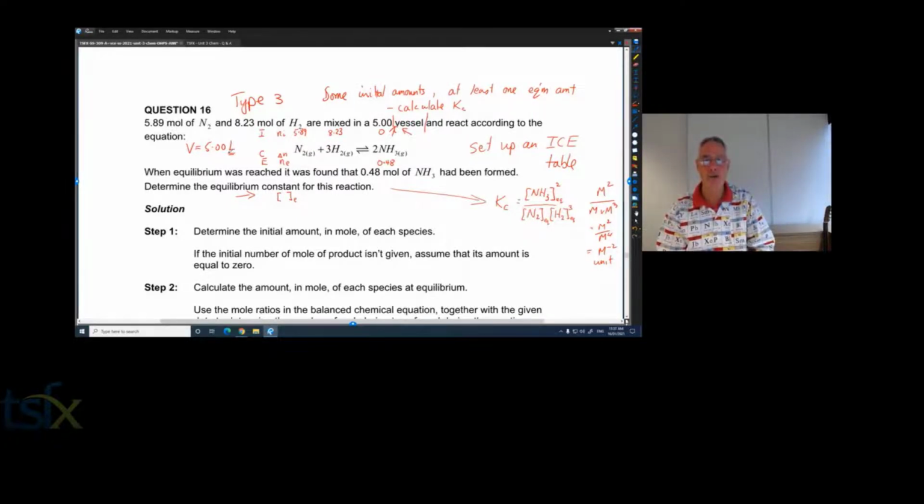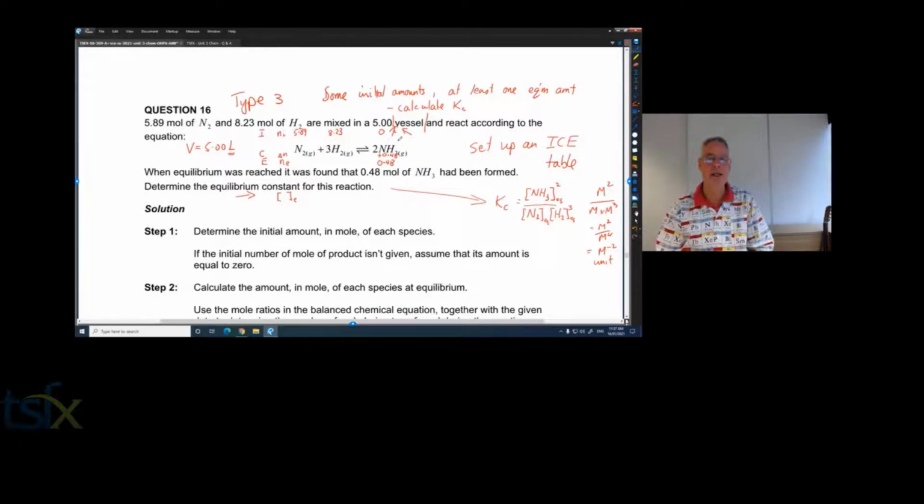Now I use stoichiometry. My change in mole, this is the key step, for ammonia has gone from 0 to 0.48. It's gone up, plus 0.48. Pop that in my little ice table. I'm going to pause, let you do that.